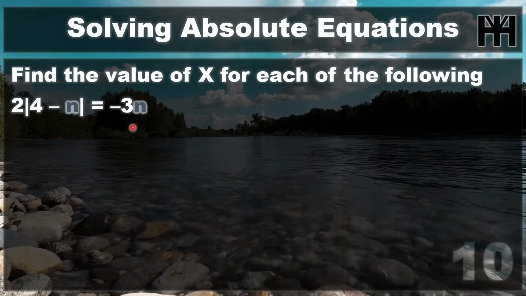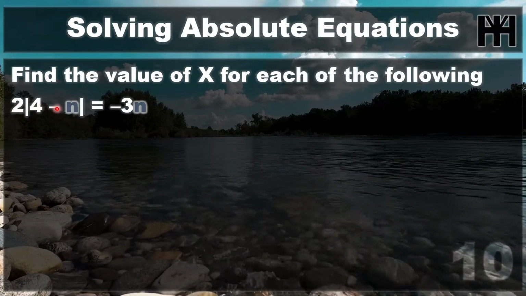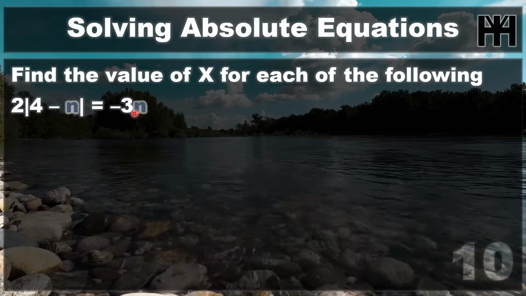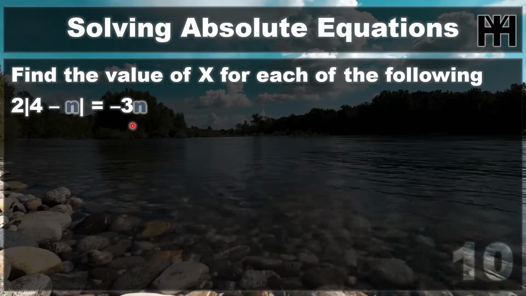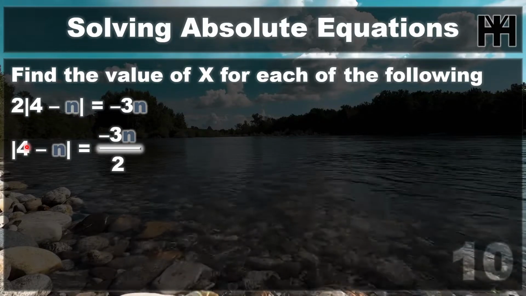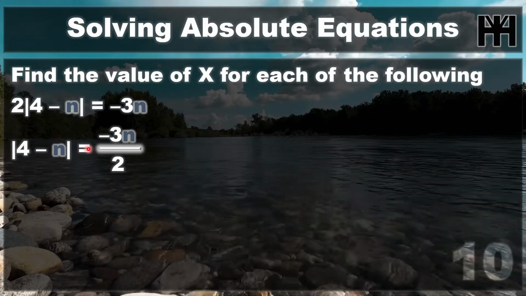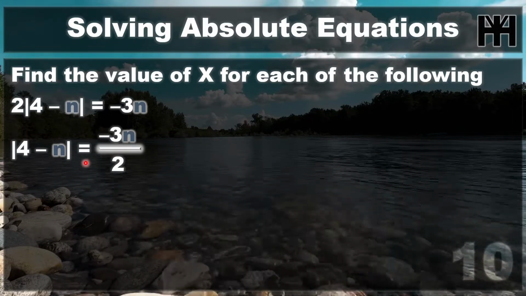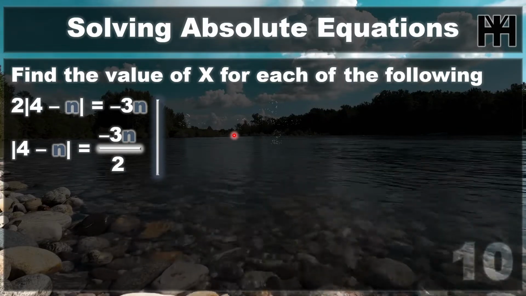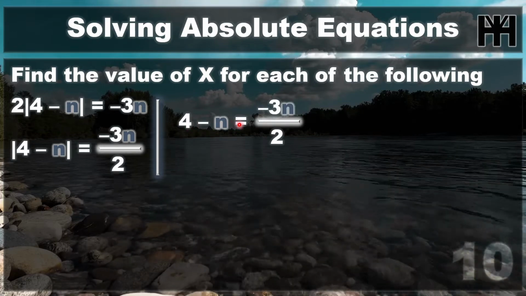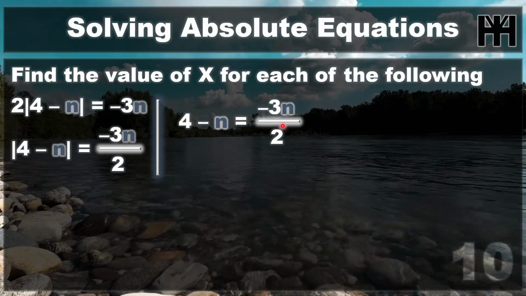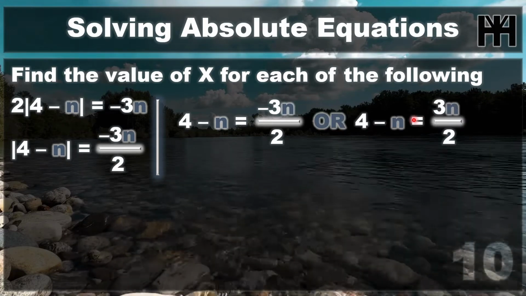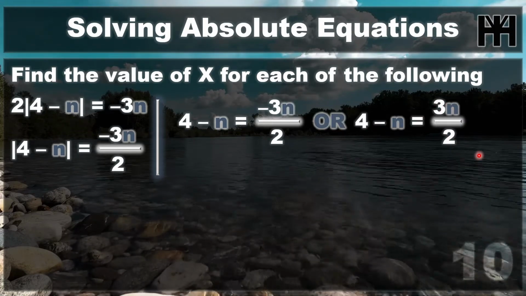Okay, so here we have 2 times the absolute value of 4 minus n equal to -3n. So first we'll take the 2 to the other side. So it's the absolute value of 4 minus n equal to -3n over 2. Okay, so we'll have two choices here, whether it is 4 minus n equal to -3n over 2 or it's 4 minus n equal to positive 3n over 2.